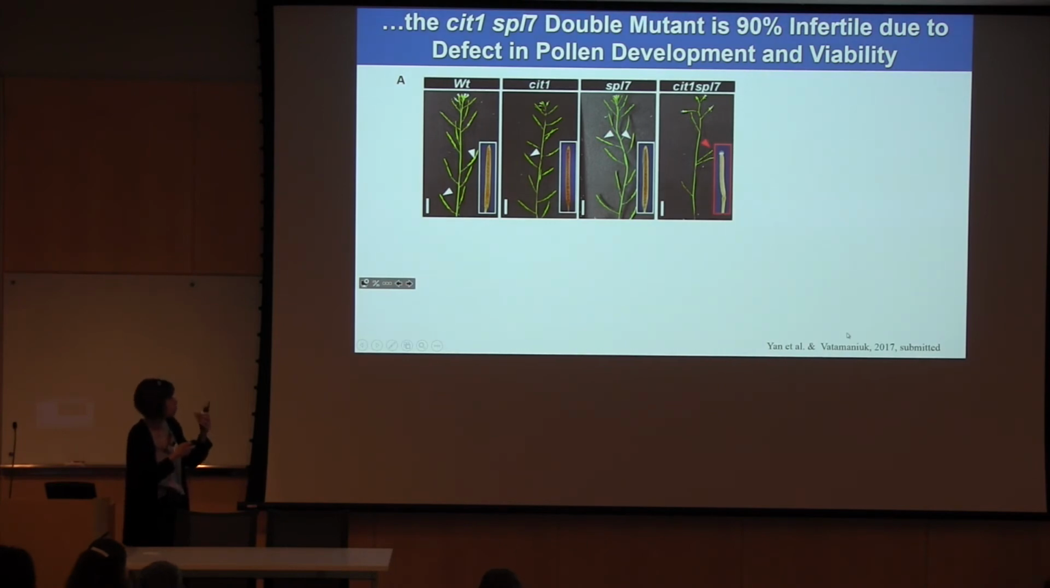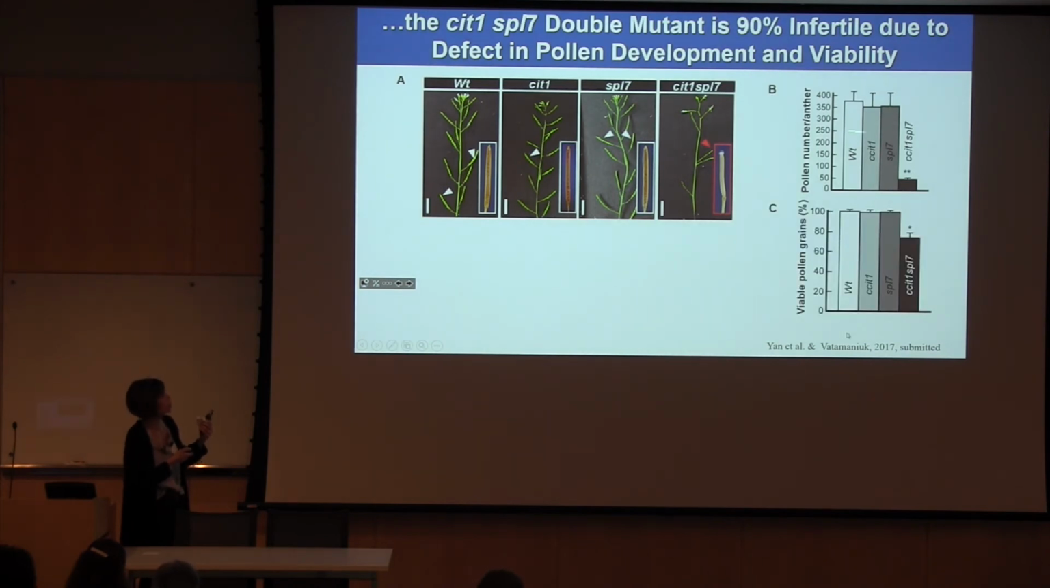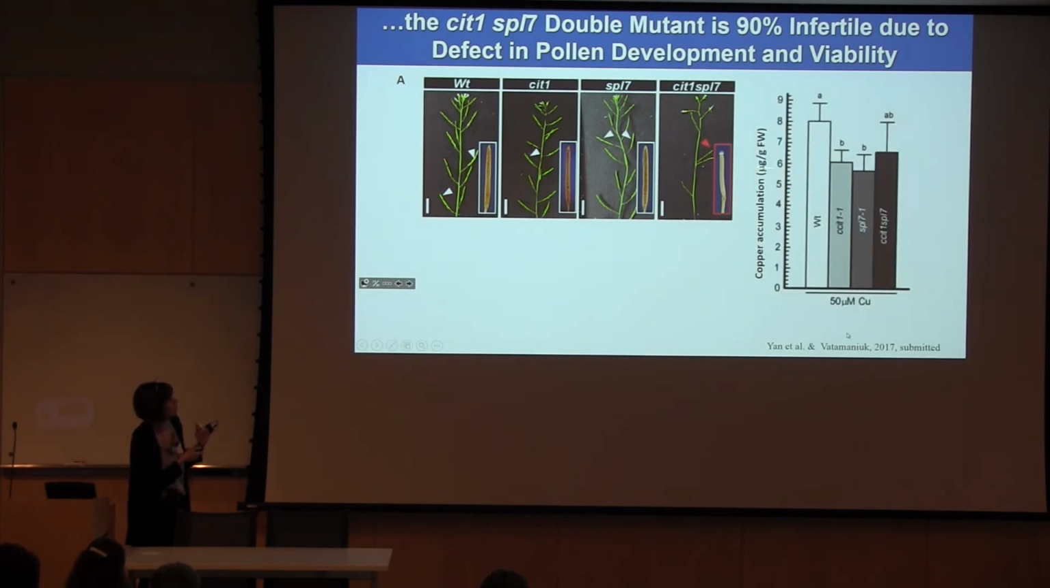To cut a long story short, we were able to detect that this is due to pollen defects. The double mutant produces about 90% less pollen, and of the pollen produced, more than 20% is unviable. So it's a very strong pollen fertility defect. But again, this double mutant had the same amount of copper as other lines, and that was very puzzling for us. What's happening there?